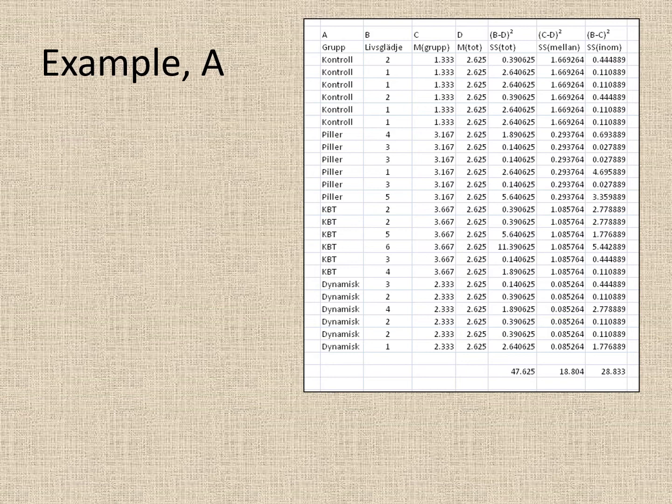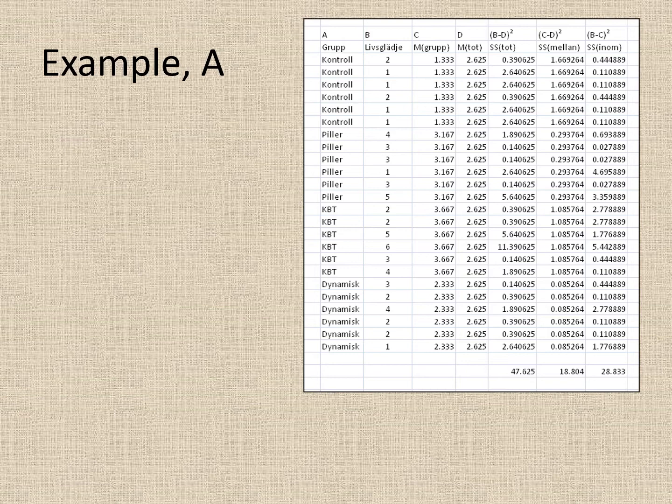Let's say on a scale of 1 to 7. That's what I usually use. So of course we have quite a few here with low life satisfaction. A few here are quite happy with their life. Mean for each group: 1.3 for the control group, 3.2 for the pill group, and so on. Total mean, all these values, 24 values, 2.6.